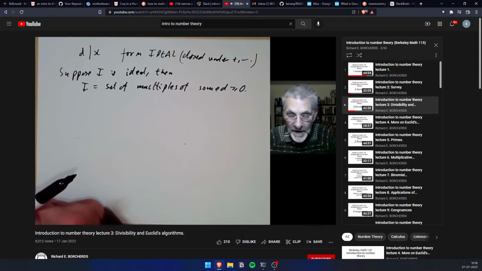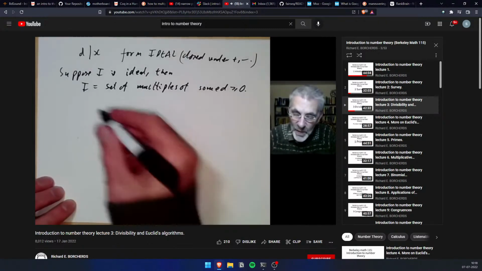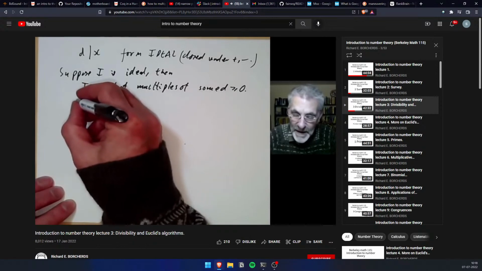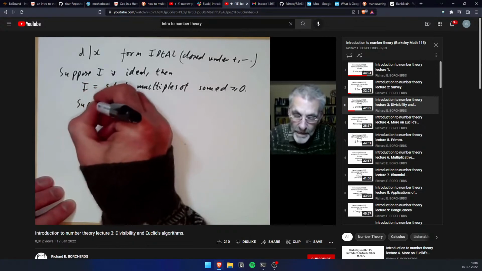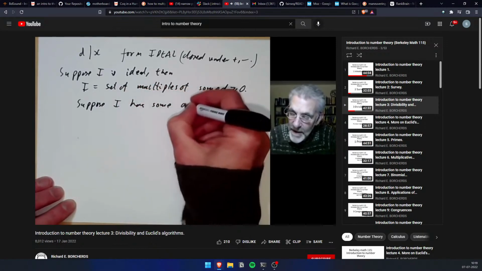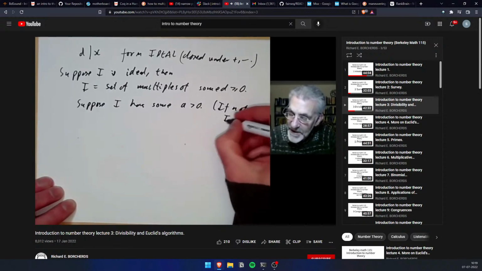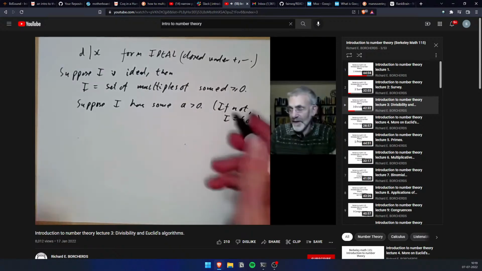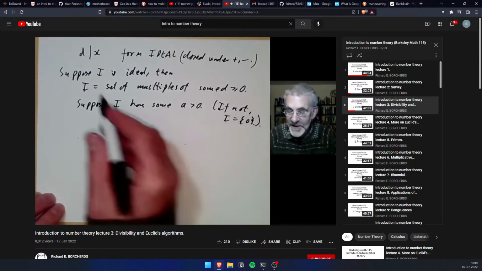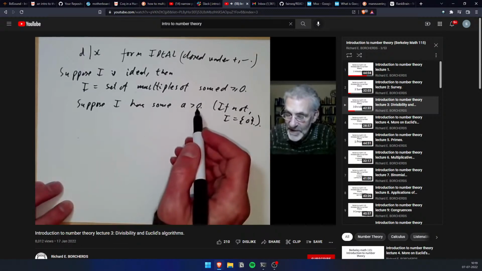And the proof of this makes use of Euclid's division algorithm. What we do is we suppose I has some element a greater than 0. If not, I is just equal to a single element 0, and the result is easy. I is just the set of multiples of 0. So we may as well assume that it's got some a greater than 0.